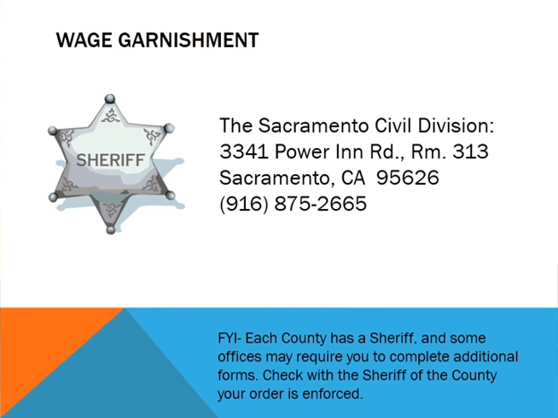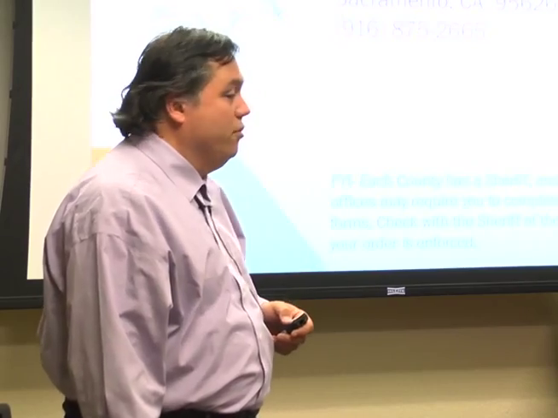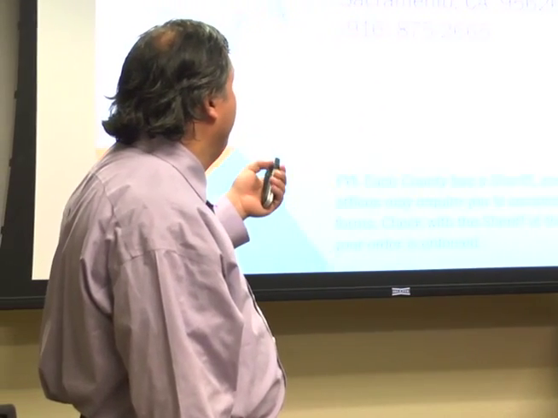Information for the sheriff, once again, 3341 Power Inn Road, room 313, Sacramento, California, 95626, 916-875-2665. For whatever sheriff that you're looking for in other counties, most of them have a pretty good page online telling you which is the branch that will enforce it. Some smaller counties only have one branch, but for example, especially larger counties like Los Angeles, they may have multiple branches, and they have a lot of procedures that you may need to go through on their website to figure out who to get it to. But it is there. I've looked it up a few times.